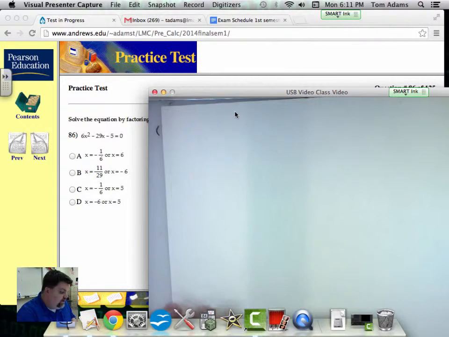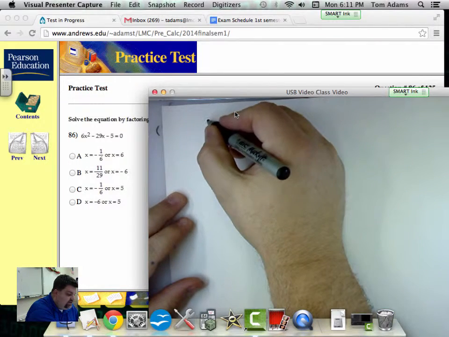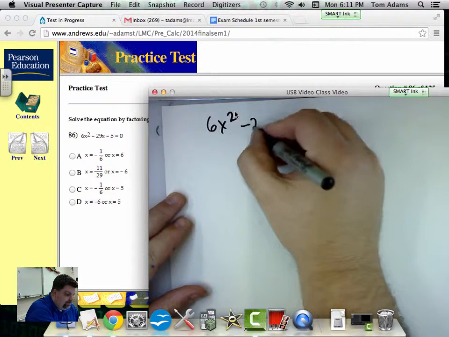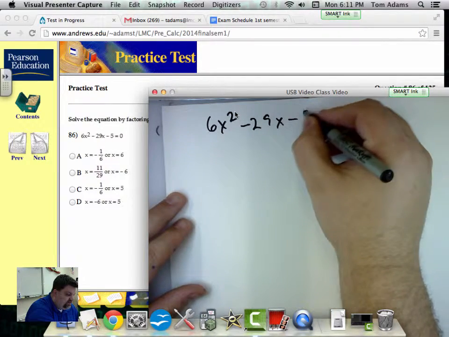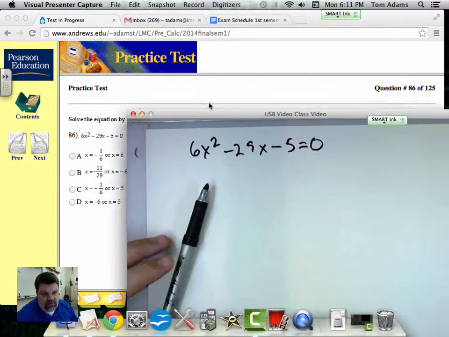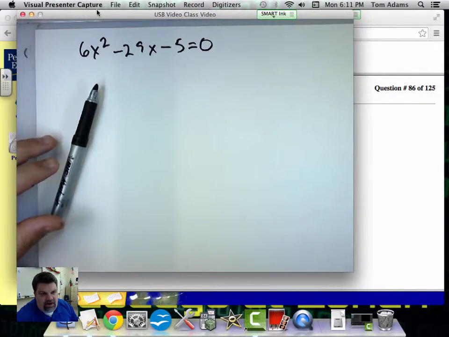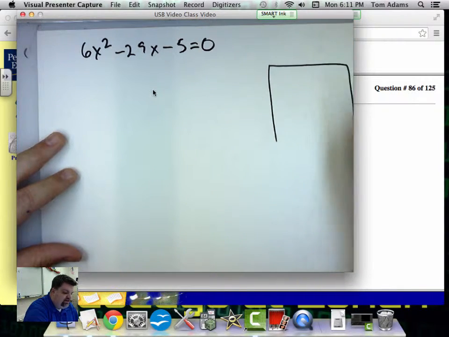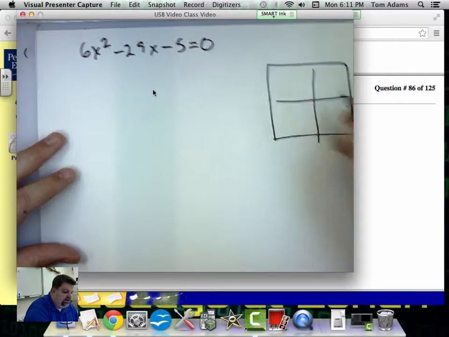All right, so problem number 86 says to solve 6x squared minus 29x minus 5 equals 0 by factoring. Okay, so now to solve that by factoring, I'm going to use guess and check. Now the guess and check might be frustrating because you might not get it right away.